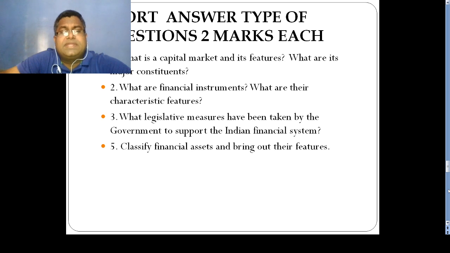For 3 marks, the short notes are: What are the capital market features and what are its major constituents? What are the financial instruments and their characteristics? What legislative measures are to be taken by the government to support the Indian financial system? And next, classify the financial assets and bring out the features.